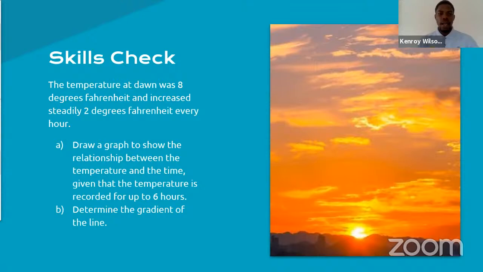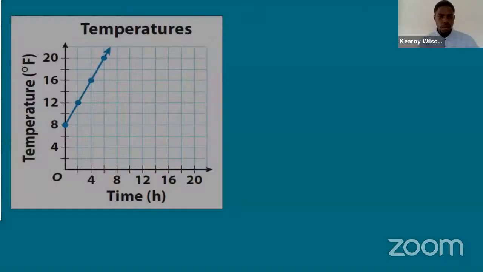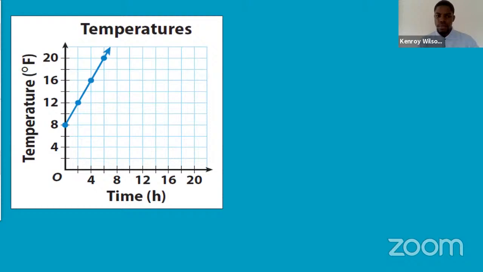We have a graph that is already pre-drawn to somewhat match what you would have been sketching just now after we talked. Does it look like this? Do we have time on the horizontal axis and temperature on the vertical axis? Is this what your graph looked like? Do you have the change in temperature going up and the change in time running across from left to right?